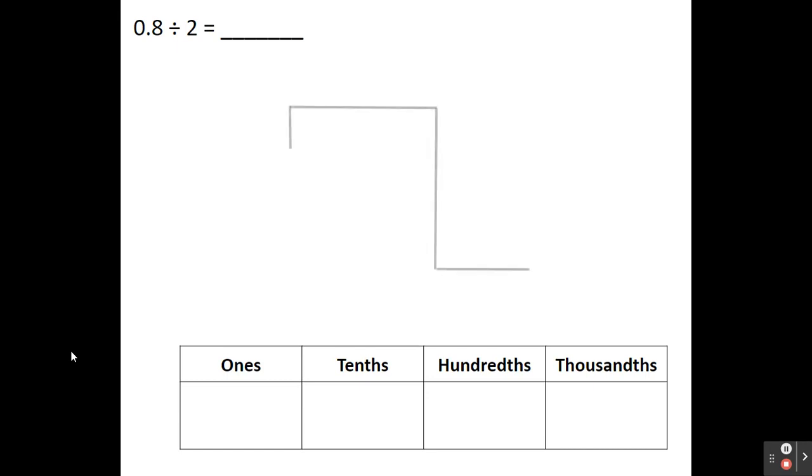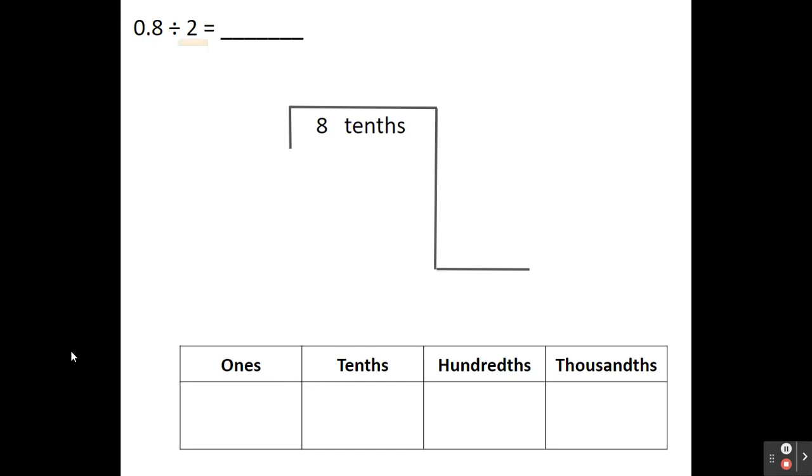First, we're going to draw our partial quotient symbol. On the inside, we're going to be listing our dividend, or the first number in our division question. We have 8/10, so that's what's going to go on the inside. This is telling us the total amount that we have.